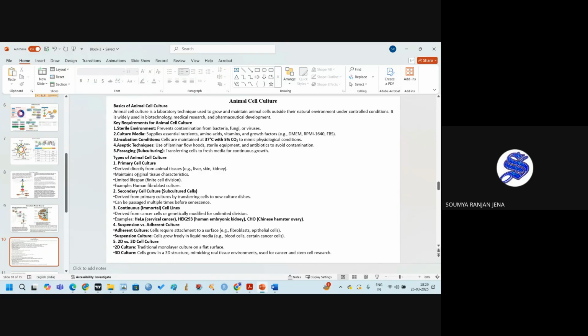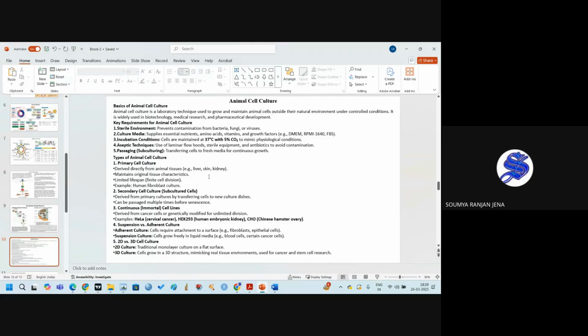Then we go to the different types of animal cell culture. The first one is primary cell culture, which is derived directly from animal tissue like liver, skin, or kidney.